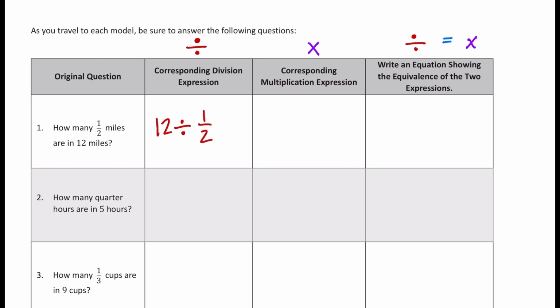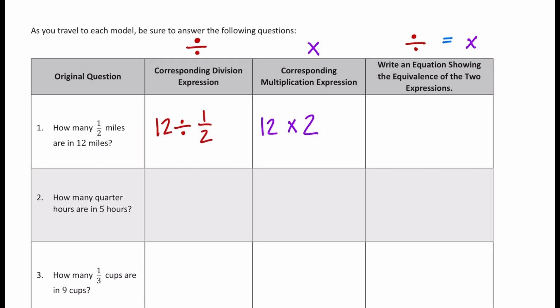To help us write a corresponding multiplication expression, we're going to use KCF, keep, change, flip. We're going to keep the first fraction, or in this case a whole number, change our division symbol to multiplication, and flip that fraction. So it will be 12 times 2 over 1. As you notice, anything over 1 can be turned into a whole number. So we can get rid of the 1 and just write 12 times 2.